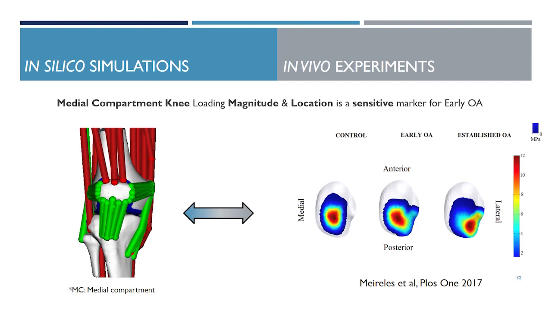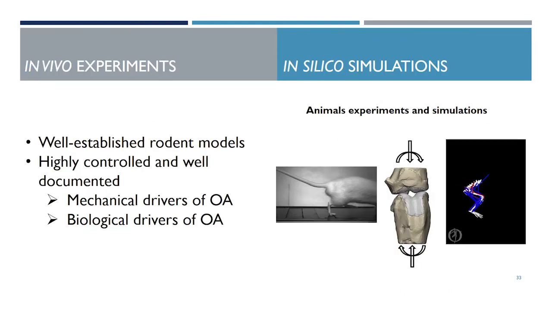This confirms that even in the early phases of the disease process where no radiographic changes are present, the mechanical environment is altered, confirming mechanical loading to be an important contributor to early progression of the disease. In our most recent work, we are extending our in silico work towards animal experiments. In the context of degenerative joint disease, rodent models take a prominent place and are well established.